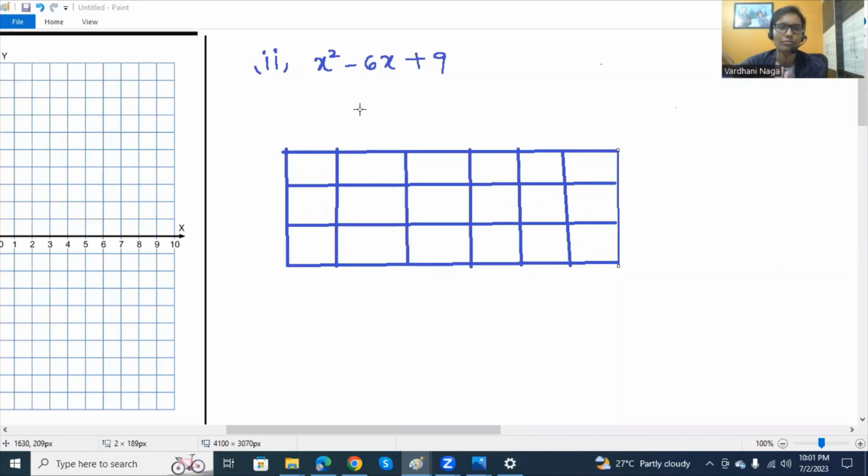Let's do the second question. x square minus 6x plus 9.